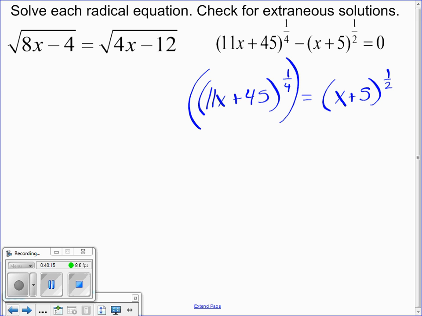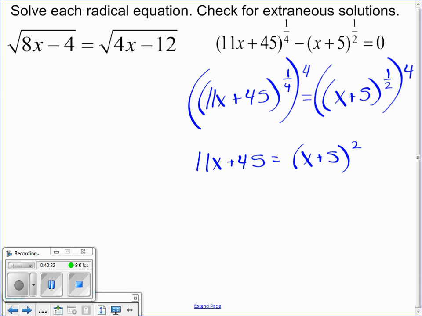So for here, I'm going to go to the 4th. Let's see what happens. On this side, you're left with just 11x plus 45. The other side's going to be x plus 5 squared. What's 1/2 times 4? It's 2. So it left me with an exponent still. So then we actually have to see what that is.